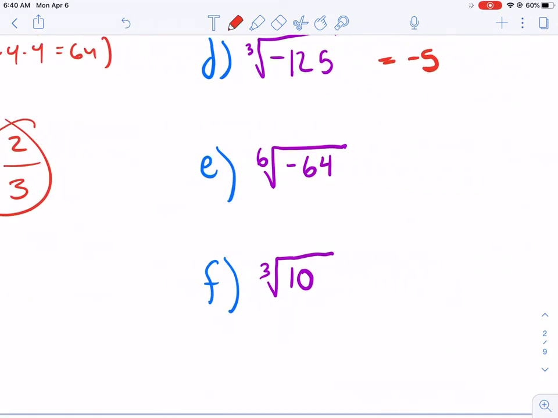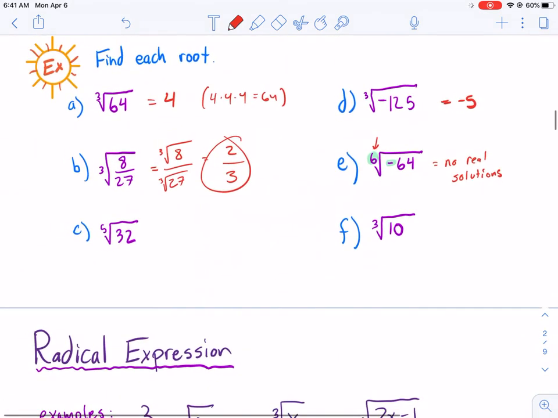The 6th root of -64. I don't really need to do much math here because I recognize that this is even, and this is negative. So this is going to be no real solutions. This is going to give us an imaginary number. If this were an odd number, we would have a chance, but since it's not, we're done.